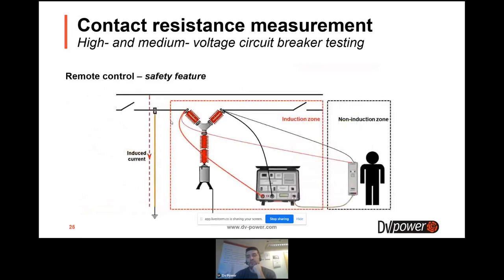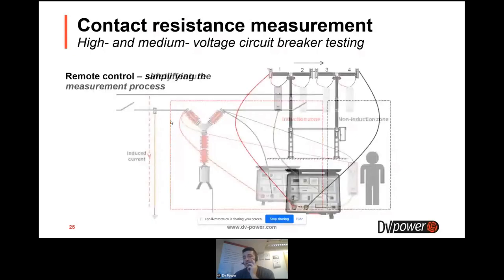So this is just an illustration of this situation. Okay, you want to perform measurement, you have short leads, but for some reason you don't want to be in that induction zone or close to the device or to the breaker. So you can use similar features. Most of the manufacturers have their own solutions for remote control modules. In DV Power, we also have different solutions for this application.